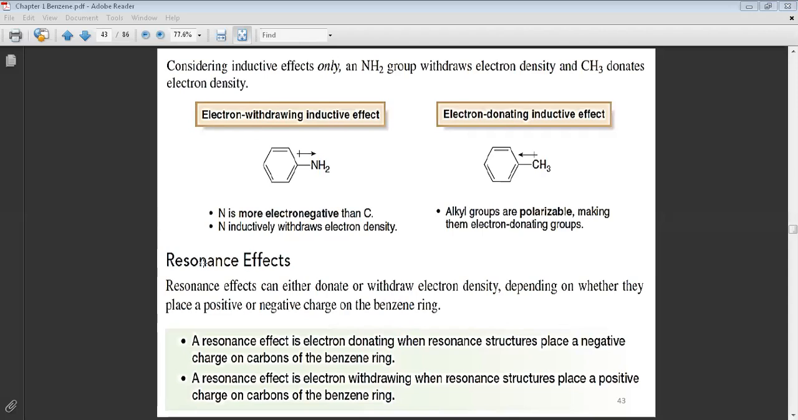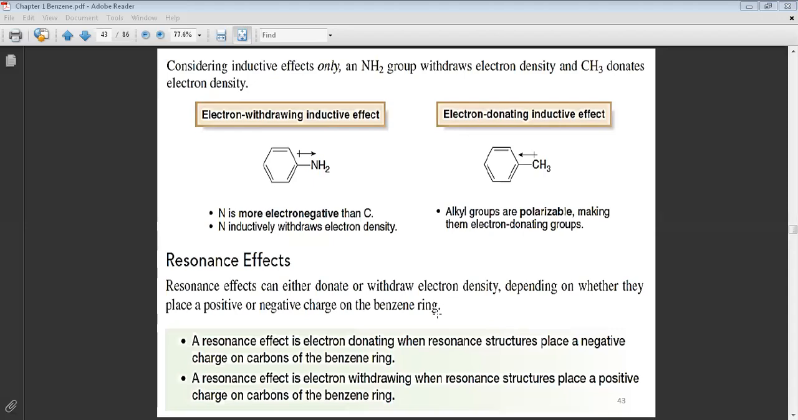For this reason, we say resonance effect. Now, the resonance effect can either donate or withdraw electron density, depending on whether it places a positive or negative charge on the benzene ring. If you do the resonance and you see a positive charge on the benzene ring, that means it is withdrawing. If you make your resonance and you see a negative charge on the benzene ring, that means it will be donating.